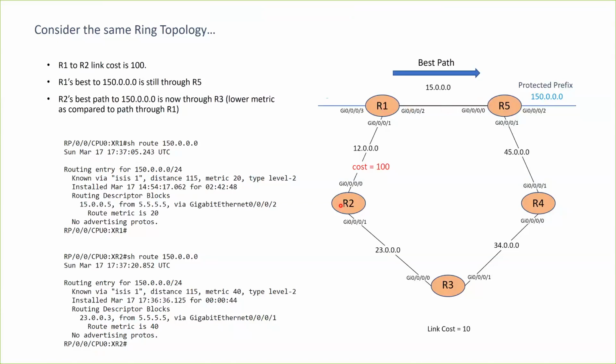R3, right? So as soon as R1 detects the R1-R5 link is down, can it send traffic to R2 immediately, as soon as it converges? It can, right? Because R2 is now not going to loop it back. So this is the principle of local LFA.